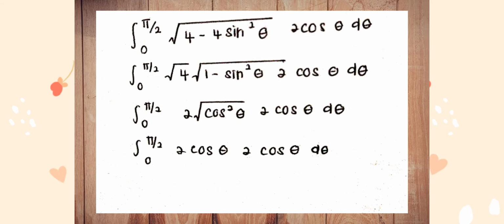Bagaimana cara nak dapatkan 2 cos theta d theta? Dengan menggantikan x 2 sin theta dan dx 2 cos d theta ke dalam punca kuasa 4 tolak x kuasa 2 dx. Kita akan dapat punca kuasa 4 tolak 4 sin kuasa 2 theta 2 cos theta d theta. And then kita apply Pythagorean identities. Kita akan dapat 2 punca kuasa cos kuasa 2 theta 2 cos theta d theta. And then baru kita akan dapat 2 cos theta d theta.